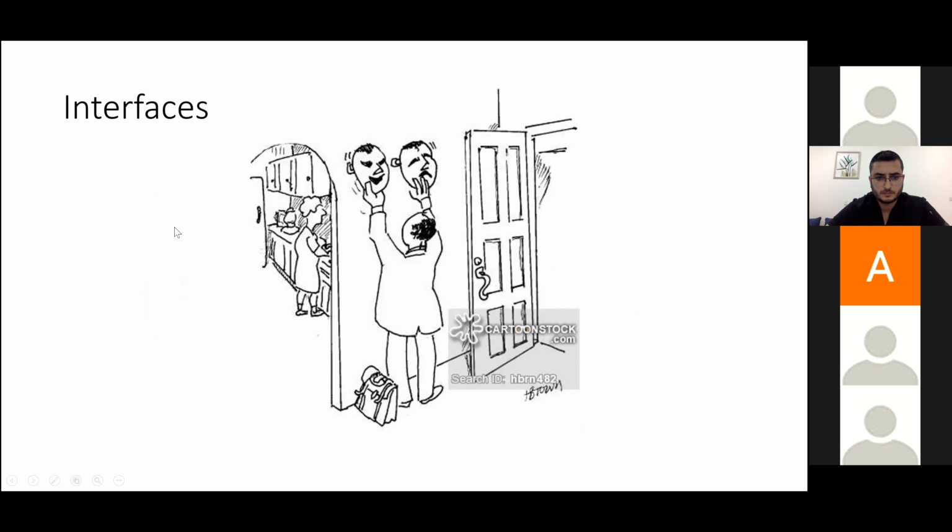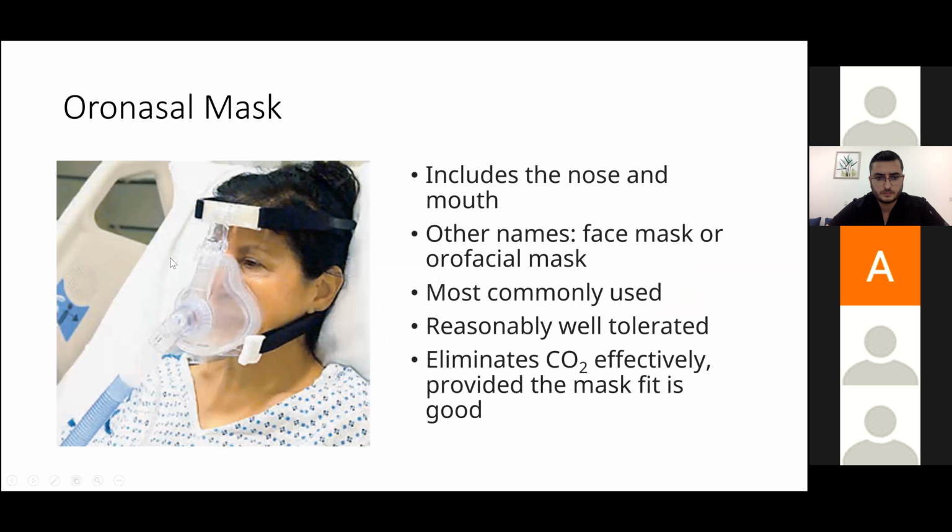Interfaces, what kind of mask you should use. There are many masks that are available. The oronasal mask, or orofacial or face mask, covers the nose and the mouth. This is the most commonly used mask and reasonably well tolerated. Some people don't like it because of claustrophobia. It eliminates the CO2 effectively, and it has been the one that has been tested most of the time in most studies.